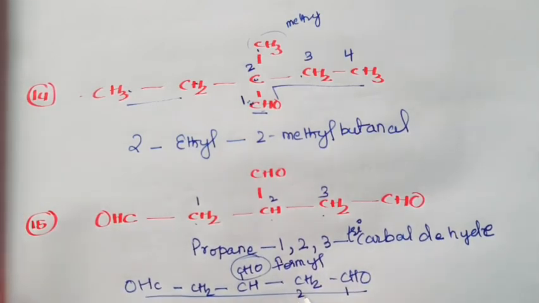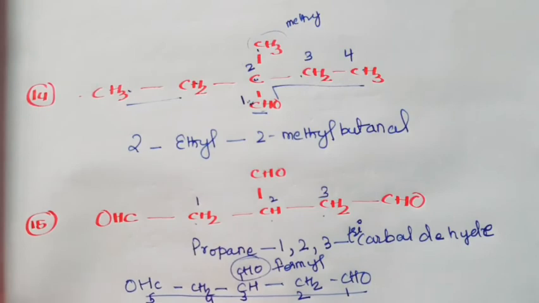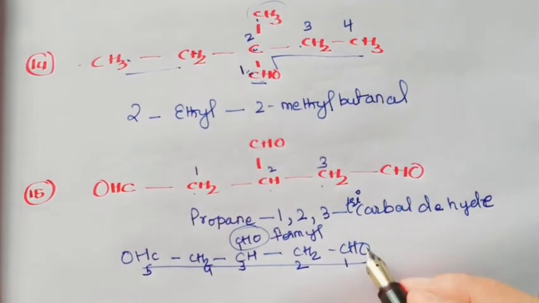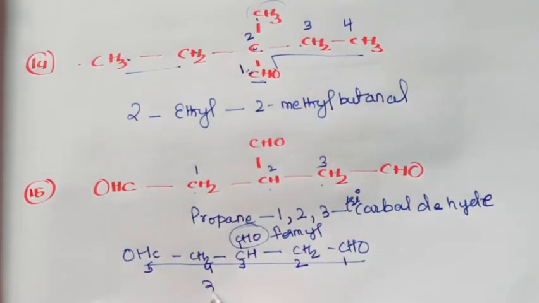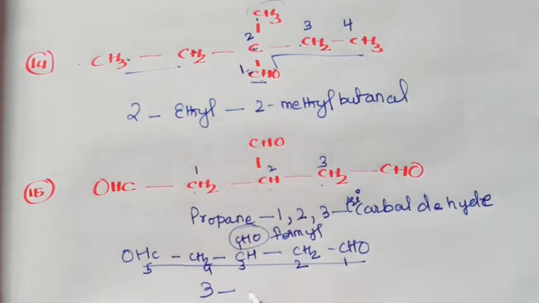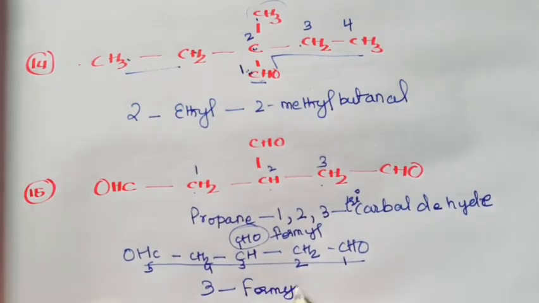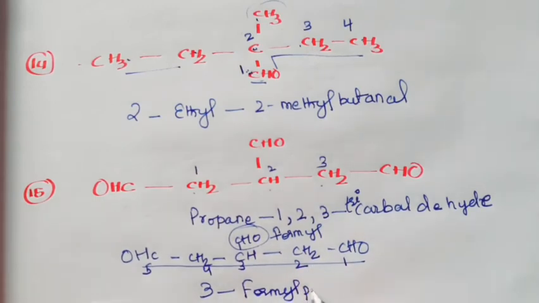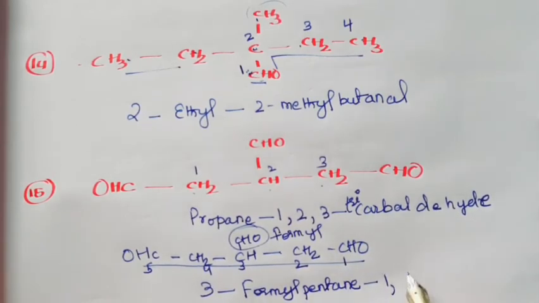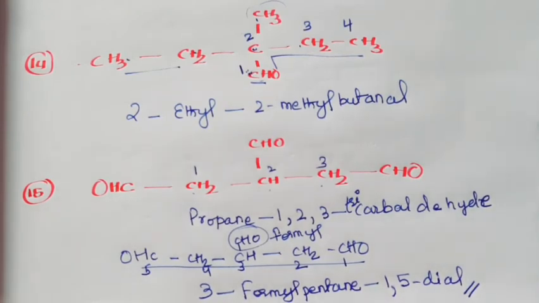Now number 1 2 3 4 and 5. Okay, now what is its name? So 3 formyl is there. What is its position? 3, so 3 formyl. Okay, then 5 in the chain, pent, all single, right? E is retained because we use di, 1 and 5 dial. So this is another name. Either you can write it as propane 1,2,3 tricarbaldehyde or 3-formyl pentane 1,5 dial.